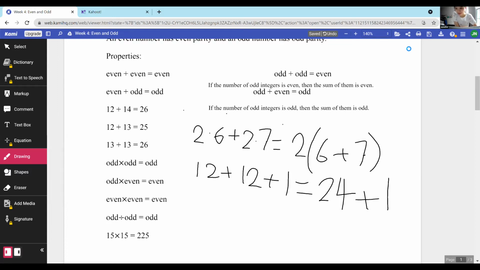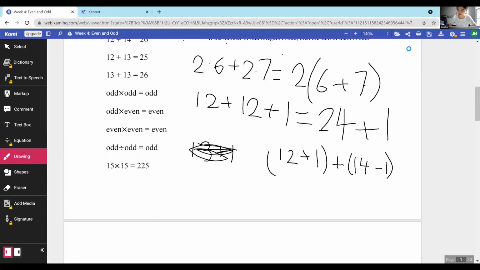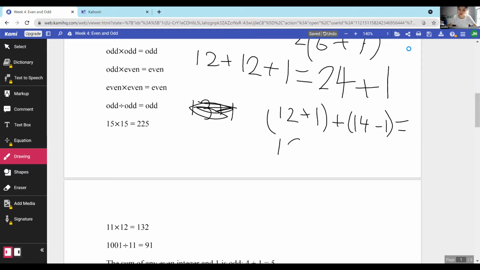While if you add two odd numbers together, it'll result in an even number. You could say this for 13 plus 13, since you could actually write them as the sum of even numbers. You could write it as 12 plus 1 plus 14 minus 1, which are two even numbers. And that equals 12 plus 14 when you cancel out the ones. So that's even plus even, which is even.